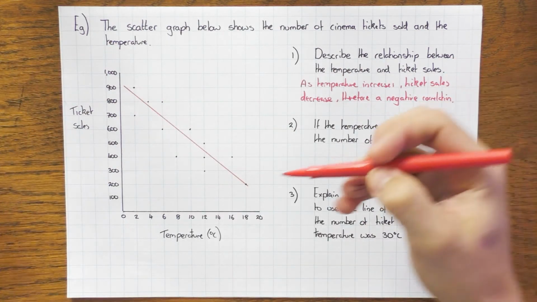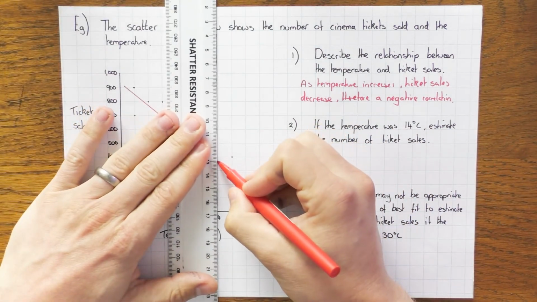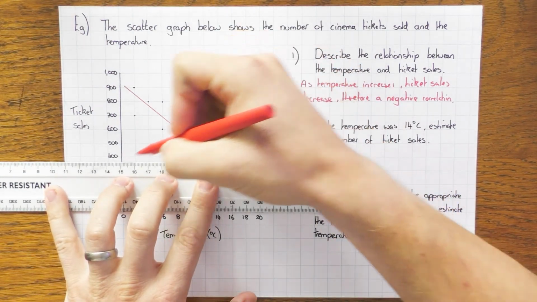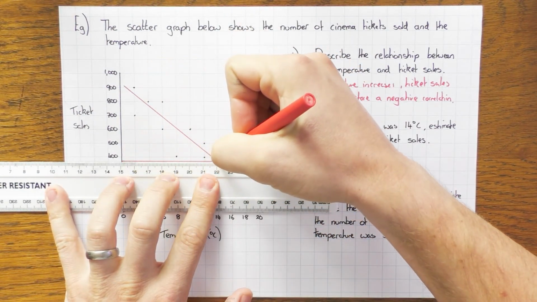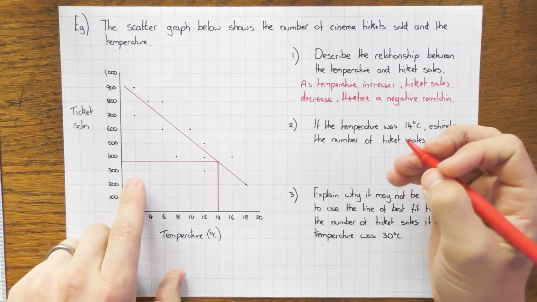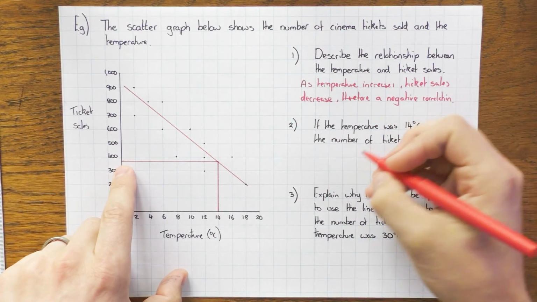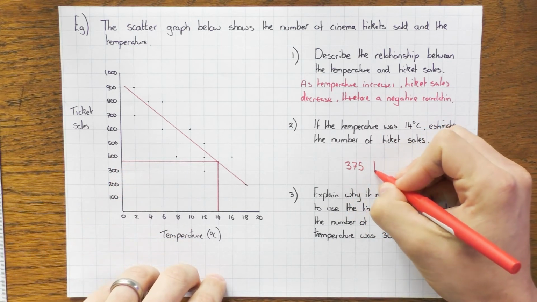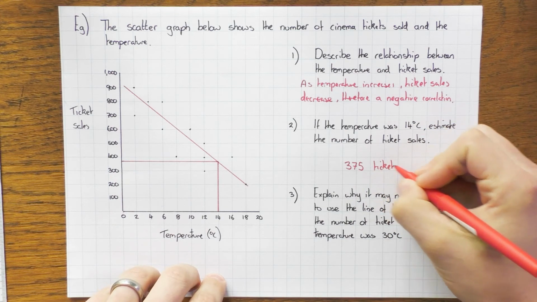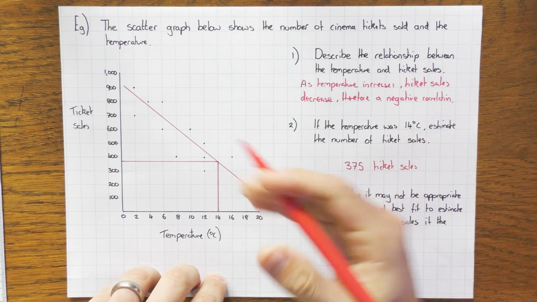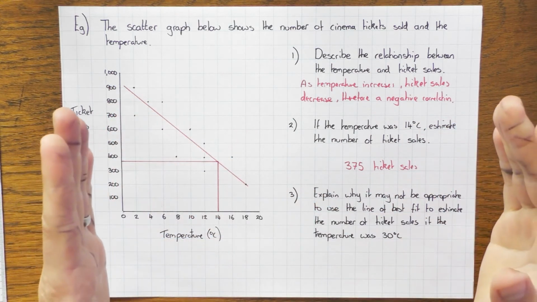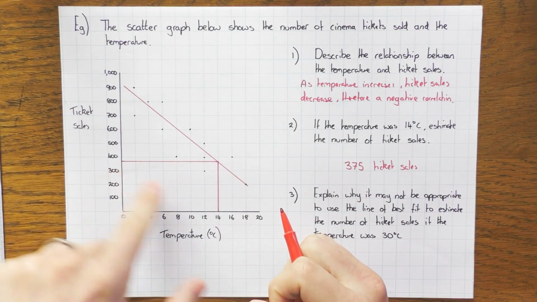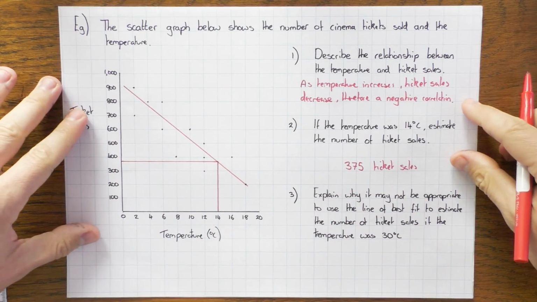So 14 degrees is the temperature. So again, I'm going to draw my line up from 14 to hit my line of best fit. I'm going to then go across to show the examiner I know what I'm doing. And that's roughly about three quarters, so I'm going to say that's 375 ticket sales. And again, yours might be slightly different. The examiner will have a range. As long as your number is in the range, you'll be absolutely fine. And especially if you show exactly how you did it, you'll be absolutely fine, which is why it's crucial to draw that.